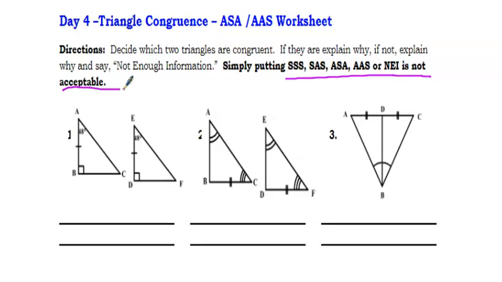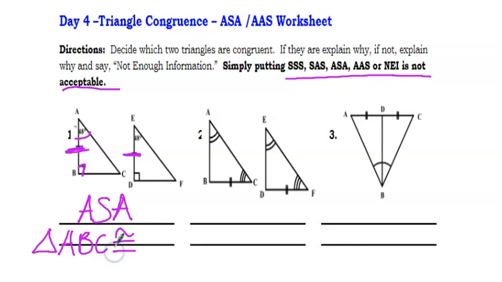So number 1, these are the types of theorems we have so far for day 4. We have an angle, then a side, and then an angle. That would be ASA because the side is in between them. And then what would we want? We would want triangle ABC is congruent to, well, what goes with A? E goes with A, so it would go EDF. Again, the order of the letters matters.